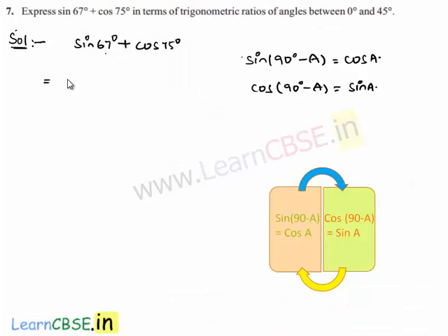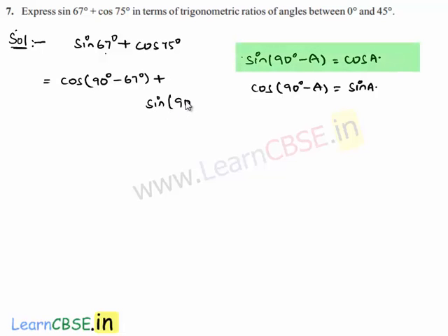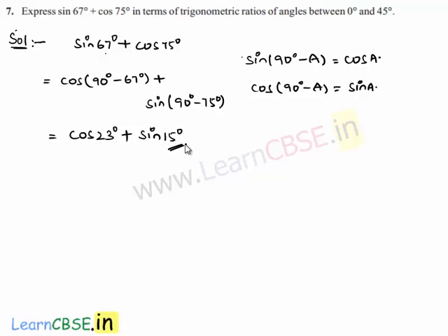So now the expression becomes sine, let us convert into cos, that becomes cos of (90 degrees minus 67 degrees), plus cos, let us convert it into sine, that becomes sine of (90 degrees minus 75 degrees). So now cos of (90 degrees minus 67 degrees) is nothing but cos 23 degrees, plus sine of (90 degrees minus 75 degrees) is nothing but sine 15 degrees. Now it is expressed in angles from 0 to 45 degrees.